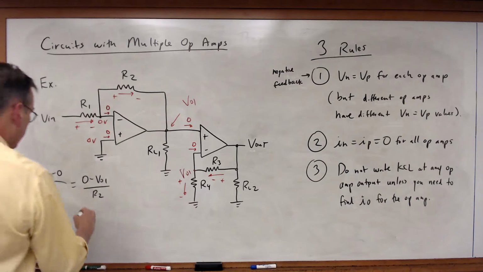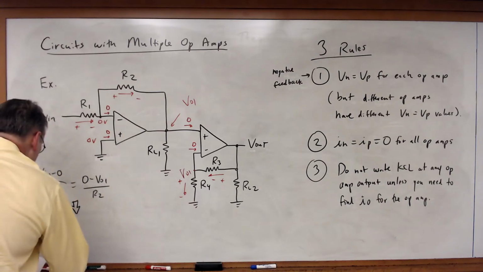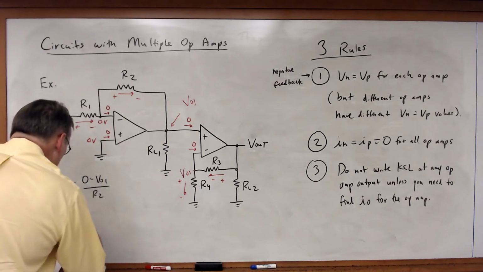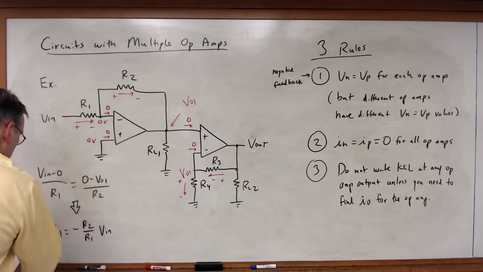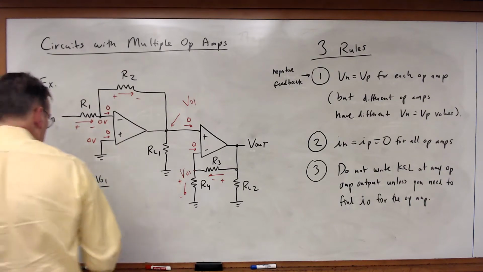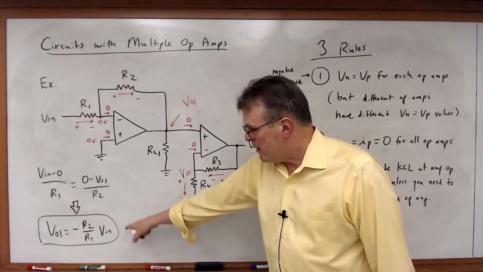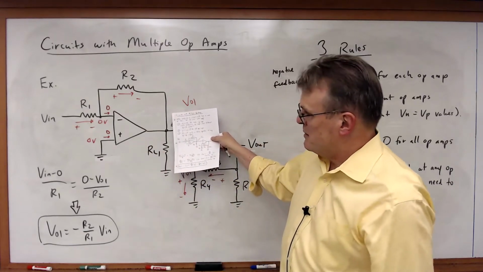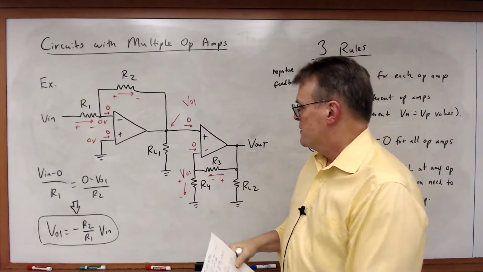And if I do a little bit of algebra to this, what I will get is that VO1 is equal to minus R2 over R1 times Vn. And you will note this is nothing more than the inverting op-amp equation. And really, if you cover that part up, you can see that's nothing but the inverting amplifier. Nothing more.